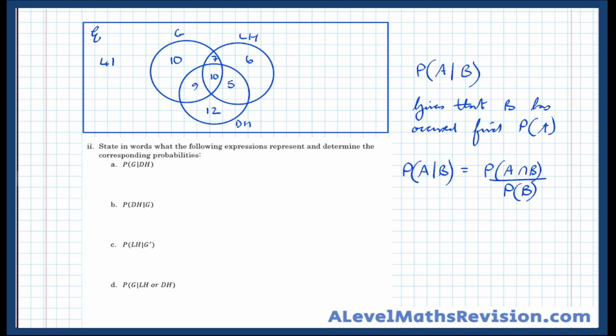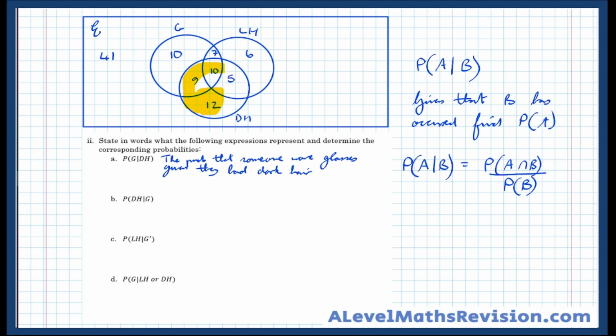So state in words what the following expressions represent. So the probability that someone wore glasses given they had dark hair. And that phrase, given they had dark hair, helps us narrow stuff down, because we know that if they had dark hair, then the only numbers that we're allowed to use now are numbers in this circle, because these are the only numbers of people that have dark hair.